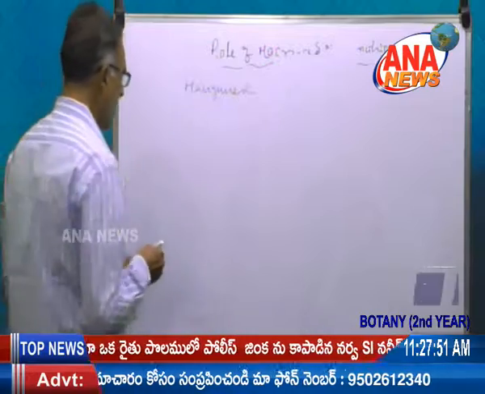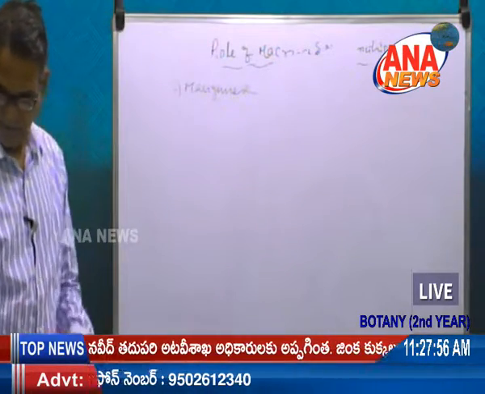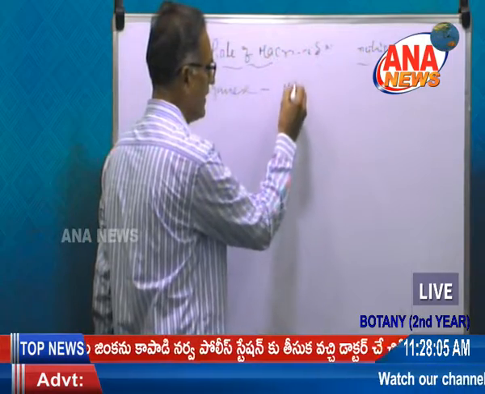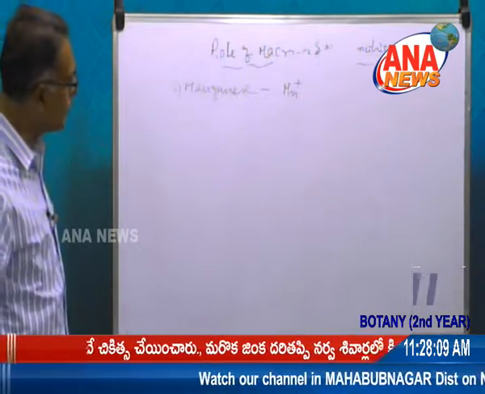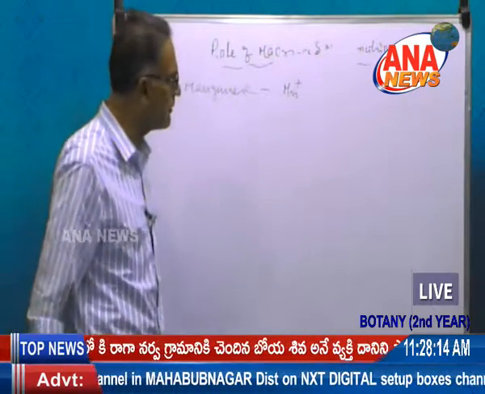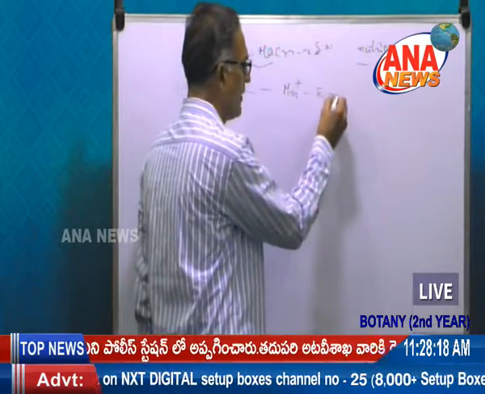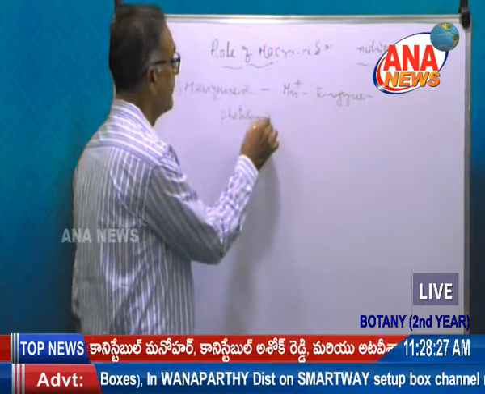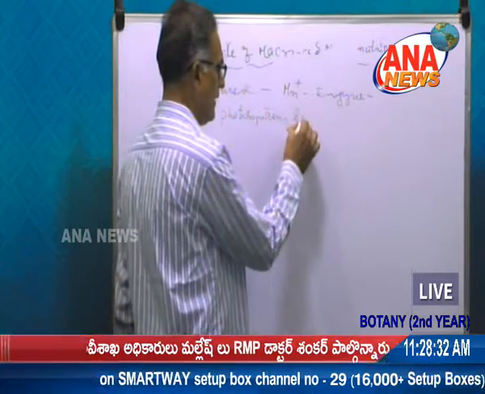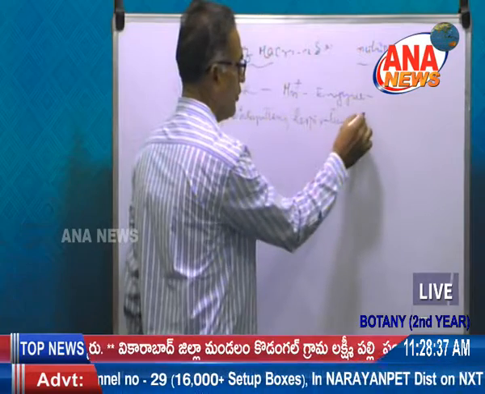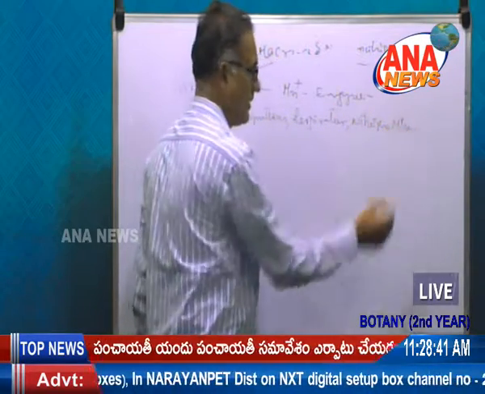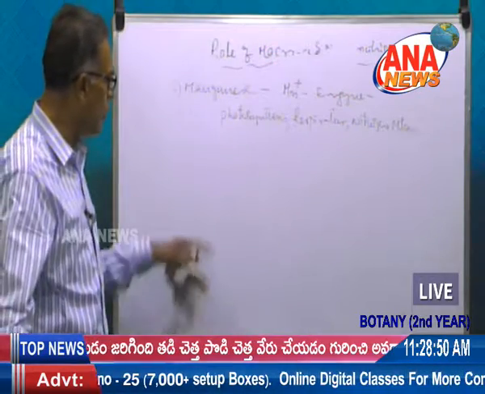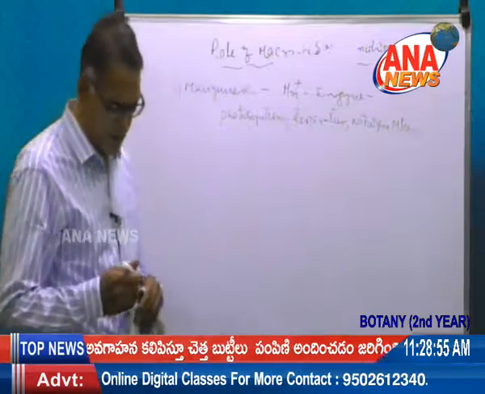Manganese is absorbed in the form of manganese ions, Mn2+, from the soil. It activates many enzymes which are involved in photosynthesis, respiration and nitrogen metabolism.